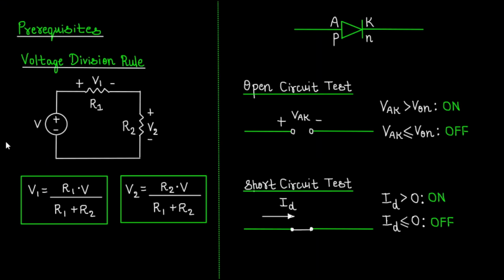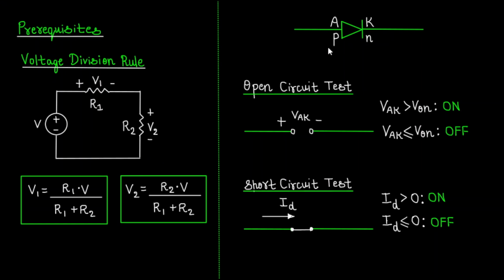Before we proceed, let us look at the prerequisites. To understand this problem, we must know the voltage division rule. Consider a voltage source of value V volts having two resistors R1 and R2 connected in series to it. Then the voltage developed across the resistor R1 is given by V1 equal to R1 times V by R1 plus R2, and the voltage developed across the resistor R2 is given by V2 equal to R2 times V by R1 plus R2.